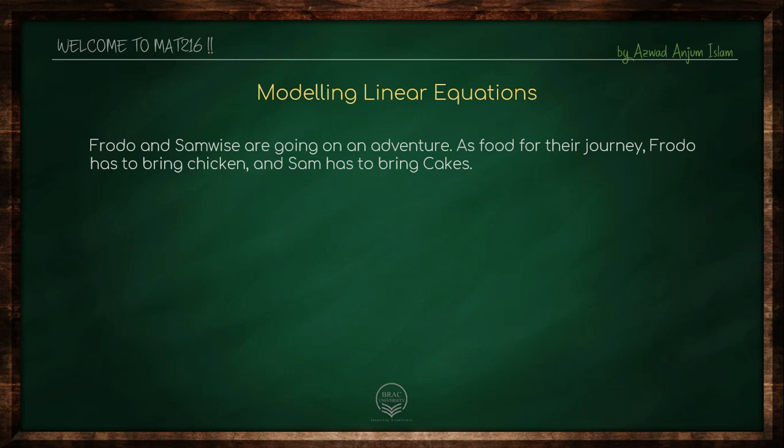So as hobbits like food, Frodo decides that he's going to bring the chickens and Sam will bring the cakes. So let's say we have two variables, number of chickens and number of cakes.